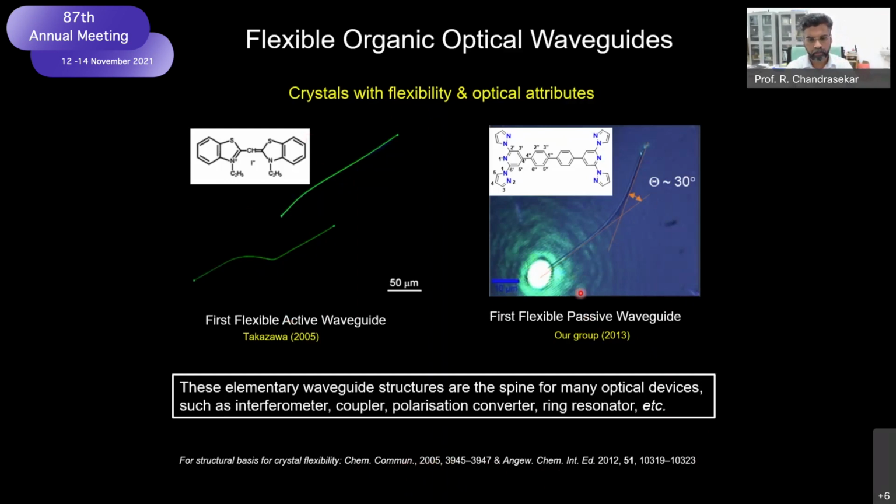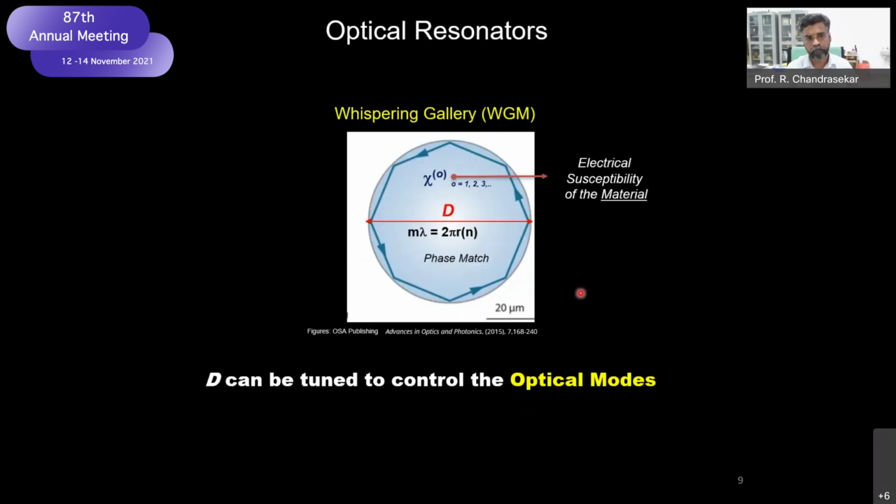They are the spine for many optical devices such as interferometers, couplers, polarization converters, and ring resonators. If you see a ring resonator, you have to bend a crystal to make a ring. The circumference of the resonator is very important. If the circumference of the resonator is an integral multiple of the wavelength of light, there is a phase matching condition, and you will have multiple round trips of the light happening inside the resonator. This essentially causes optical interference: with constructive interference you will have optical modes, and with destructive interference you won't see any signal.